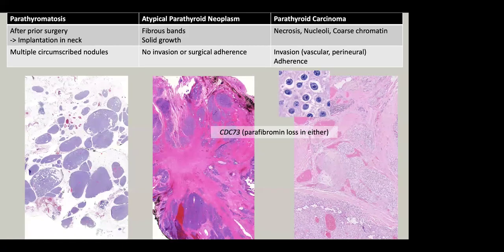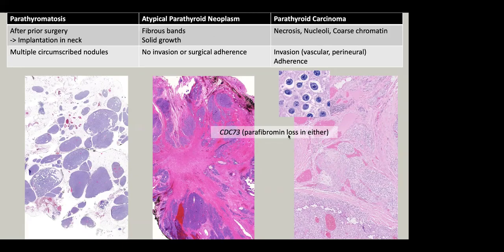However, if we start seeing atypical features, those atypical features are dense fibrous bands, solid growth. What happens if you start to see necrosis, prominent nucleoli, coarse chromatin? The way to make a diagnosis of parathyroid carcinoma is only the presence of either metastasis or destructive invasion into the adjacent structures, such as thyroid gland, muscle, or things like vascular or perineural invasion. Otherwise, we're just dealing with kind of an atypical parathyroid neoplasm.